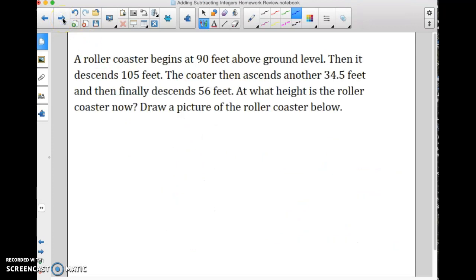This next one I want you to try on your own. It has a few numbers in it, and I want you to see if you can do it before you start watching me do it. So press pause and try it on your own.